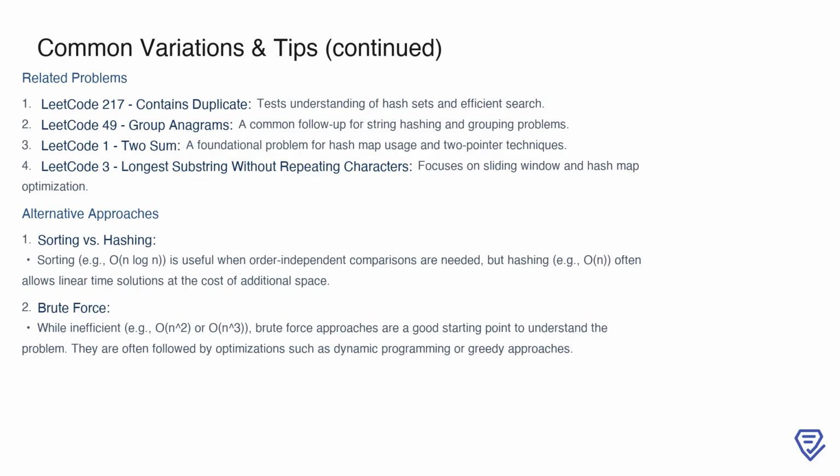Beyond specific problems, it's also helpful to explore alternative approaches. Sorting is a great choice when you need order-independent comparisons, though it typically runs in O(n log n). On the other hand, hashing can often achieve linear time solutions, though it requires extra space. Brute force, while inefficient, can be a useful starting point to fully understand a problem. From there, you can introduce optimizations like dynamic programming or greedy algorithms to improve performance.